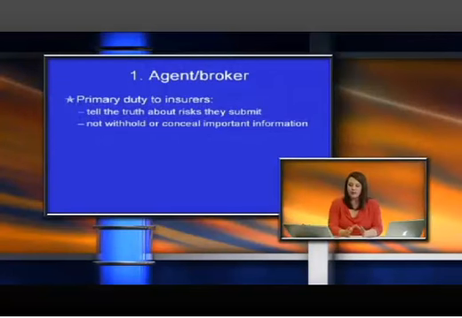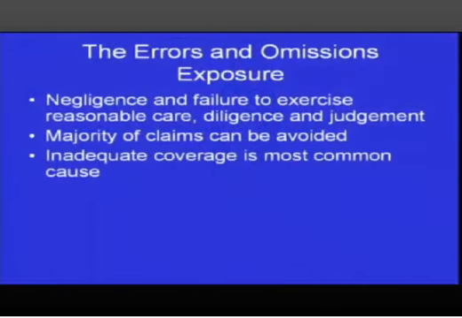Okay, so let's look at your primary duty to insurers. Number one, you have to tell the truth, which I think is going to be easy for you. You basically have to forward on all the pertinent information that the insured is giving you directly to the insurance company. You can't withhold or conceal anything. Okay? Negligence and failure to exercise reasonable care, diligence, and judgment is going to be where an errors and omissions claim is going to come into effect. So the majority of errors and omissions claims can be avoided with consistent practices and procedures within your office, for example. I talked a little bit earlier in this course about documenting everything. That's going to be really important in avoiding an errors and omissions claim.